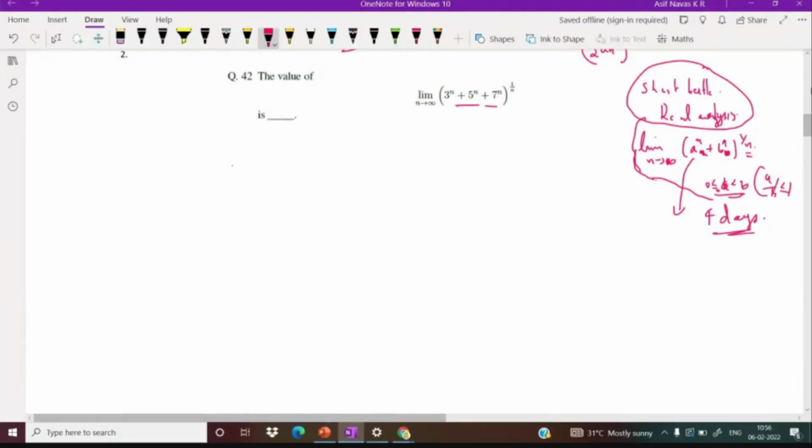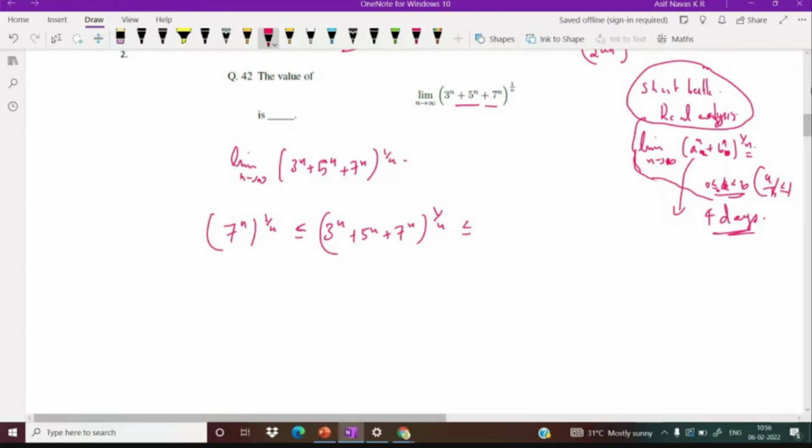So what I have to show is limit n tends to infinity of 3 power n plus 5 power n plus 7 power n, all raised to 1 by n. Actually 7 raised to n, all raised to 1 by n, is always less than or equal to 3 raised to n plus 5 raised to n plus 7 raised to n, all raised to 1 by n. And this is also always less than or equal to, instead of 3 raised to n and 5 raised to n, if I write 7 raised to n, because 7 is greater than those. So from here, 7 raised to n all raised to 1 by n is less than or equal to this quantity, which is less than or equal to 3 times 7 raised to n, all raised to 1 by n.